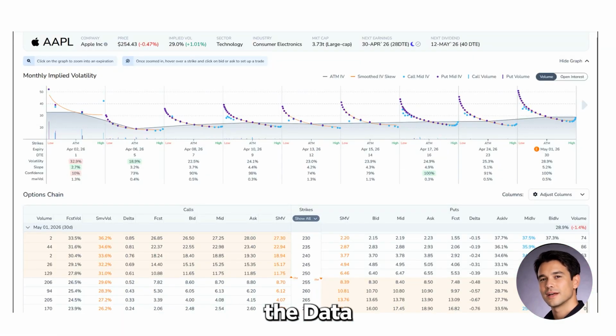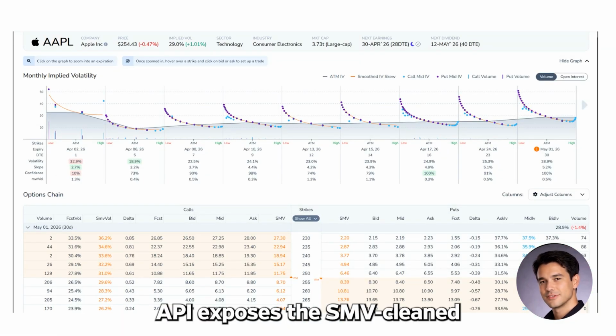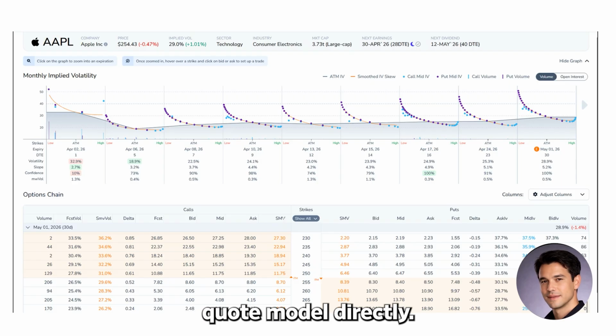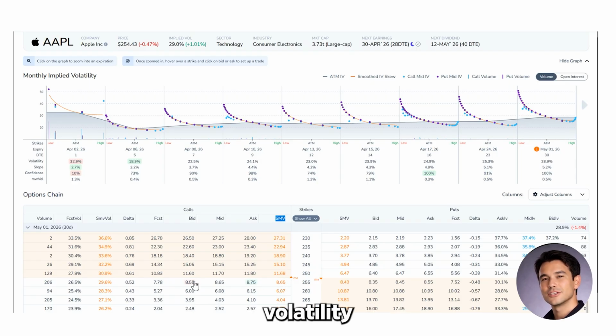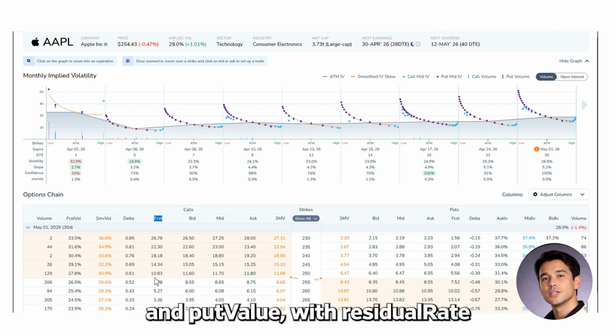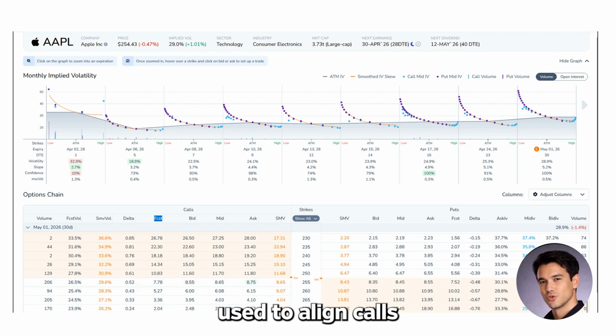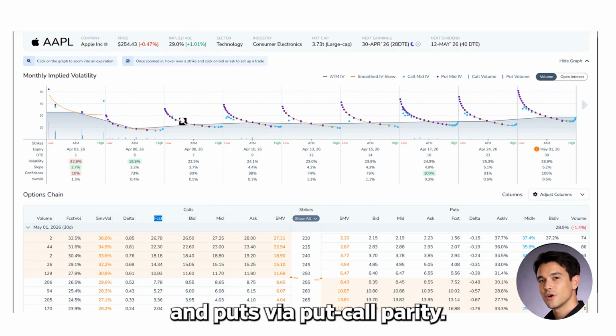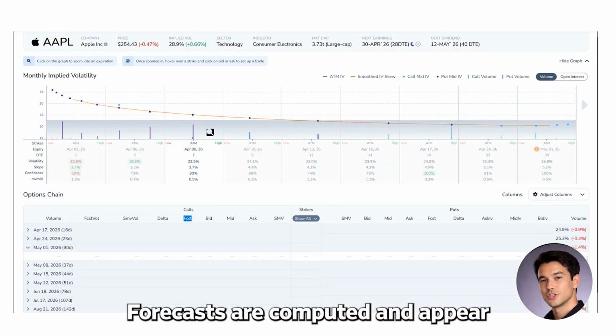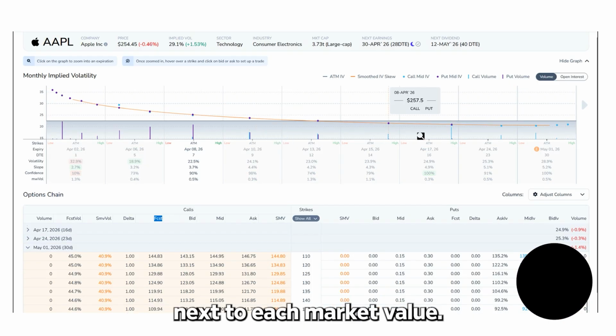At the strike level, the data API exposes the SMV cleaned quote model directly. In the strikes endpoint, SMV vol is the ORATS final implied volatility used to compute theoretical values like call value and put value, with residual rate used to align calls and puts via put-call parity. Forecasts are computed and appear next to each market value.